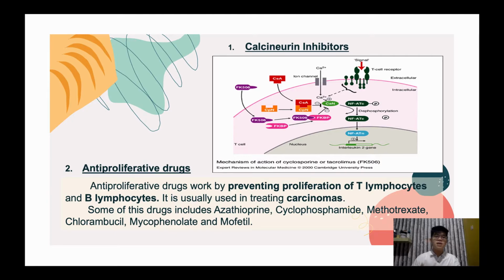The second one is anti-proliferative drugs. As its name implies, anti-proliferative drugs prevent the proliferation of T lymphocytes and B lymphocytes. They are usually used in treating carcinomas. Some of these drugs include azathioprine, cyclophosphamide, methotrexate, chlorambucil, and mycophenolate mofetil.